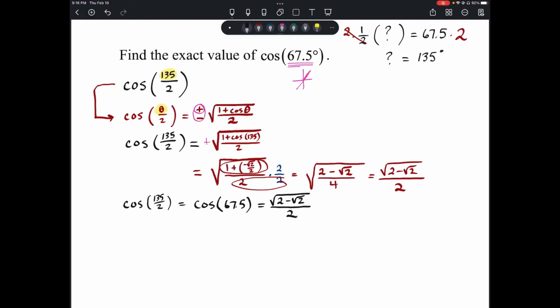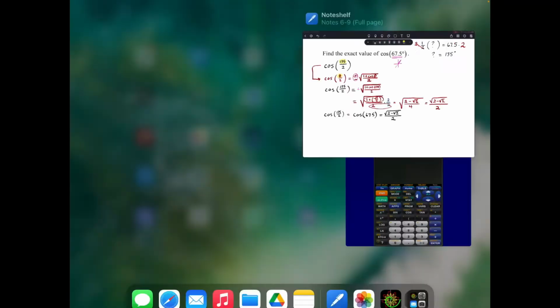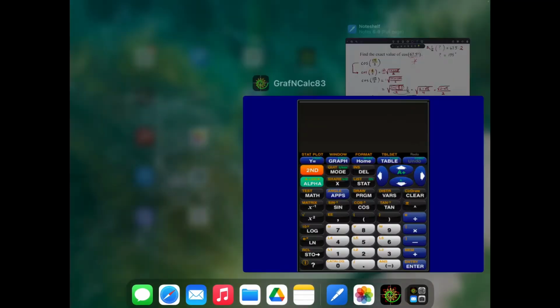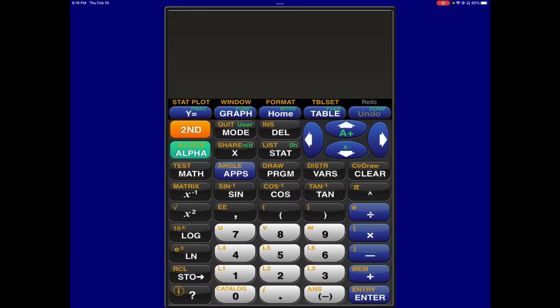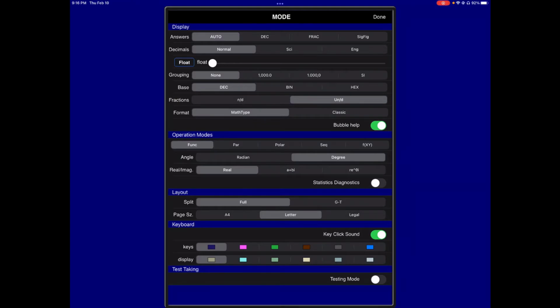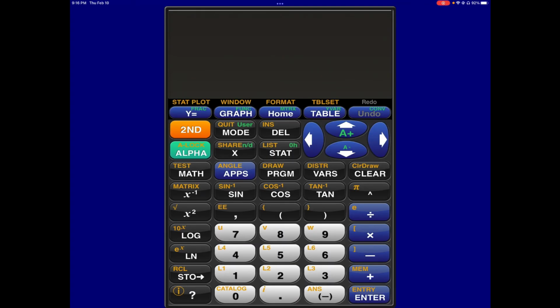Okay, so let's check here to make sure it's right. Grab your graphing calculator out. Okay, we're in degrees, so let's make sure you're in degrees. Got mode, I've got degrees, we're good there. All right, so the first thing here, we're doing the cosine of 67.5. Go ahead and get that value. Looks like it's about 0.38268, yada, yada, yada, right?